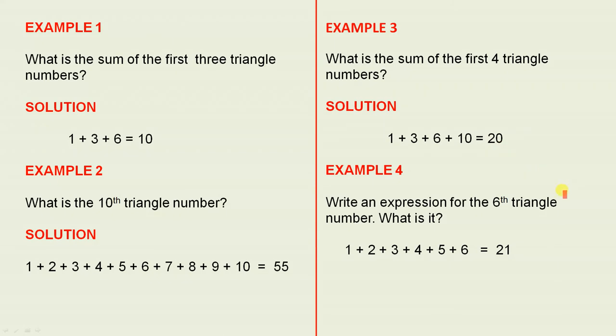Write an expression for the 6th triangle number. All you do is add the numbers from 1 to 6. When you add those together, the 6th triangle number is 21. So that gives you a good idea of what triangle numbers are and how they are formed.